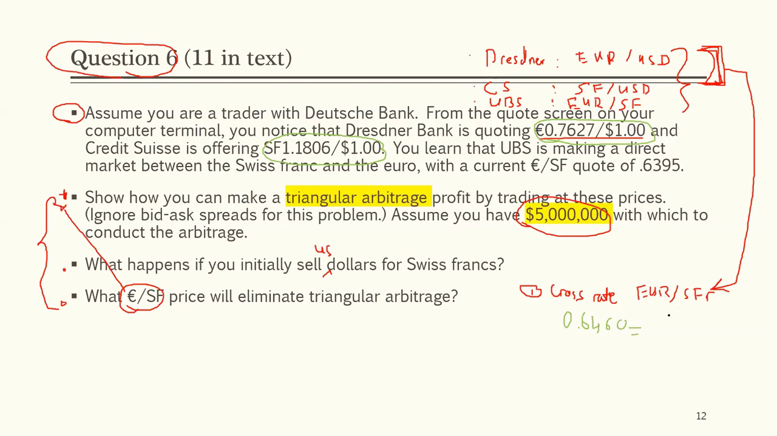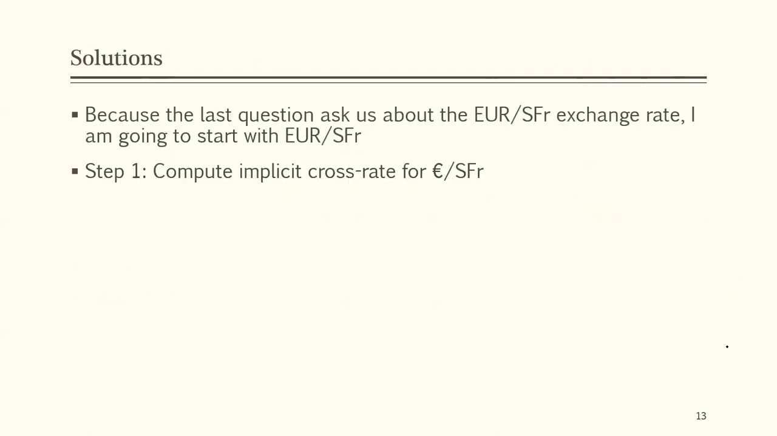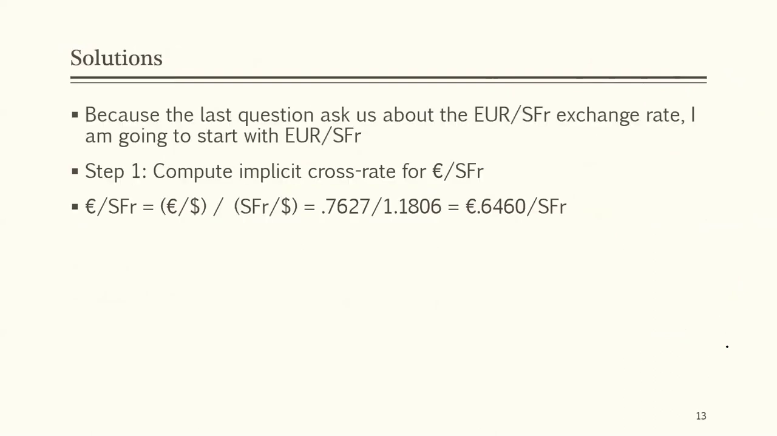How did we do that? We take 0.7627 and we divide it by 1.1806. Okay. So step one, compute the implicit cross rate. Thanks, Luke. So the answer here is 0.6460, okay?